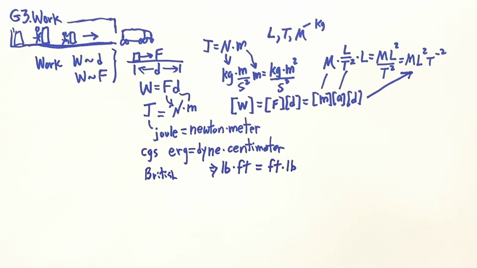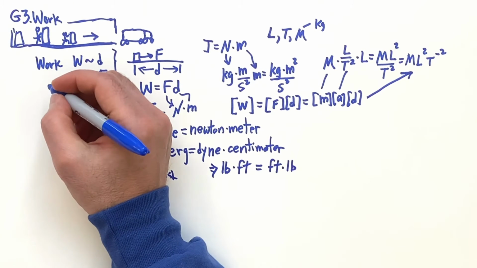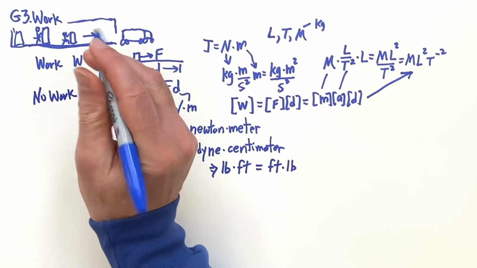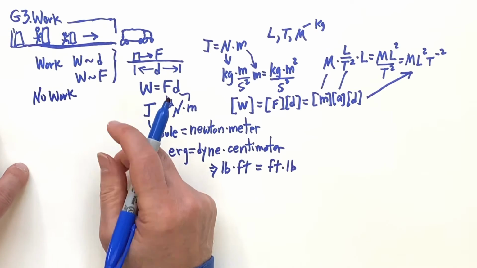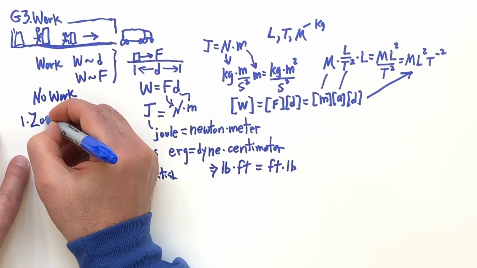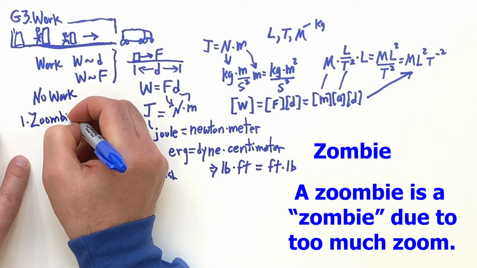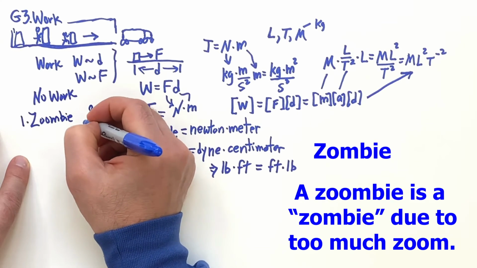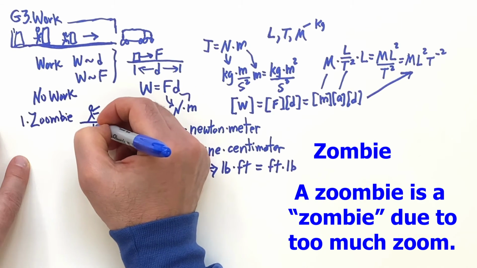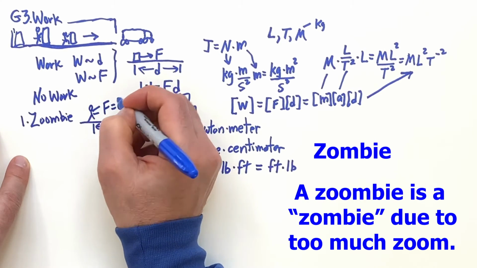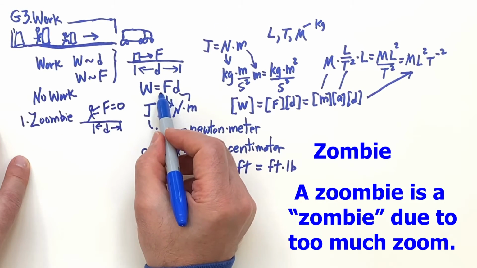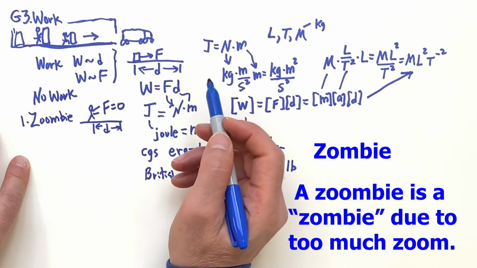So let's look at two cool cases of no work. And if we pay folks not by the hour, but by the work they do, then we'll give no money to case one, the zombie. Now the zombie goes around walking, so the zombie will go a distance d, but the force is equal to 0, just push in air. So in the definition of force times distance, you're going to get 0, no work.